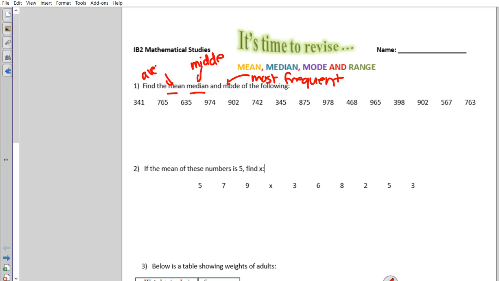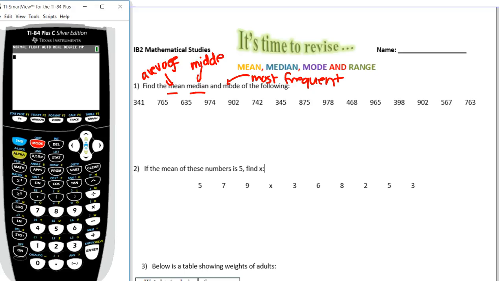The mean and median we can find with the GDC, so that's what I'm going to do. It's a statistical calculation. So go stat, edit. We've already got data in L1, so I need to clear it. Don't press delete when you highlight L1; instead go clear, enter.